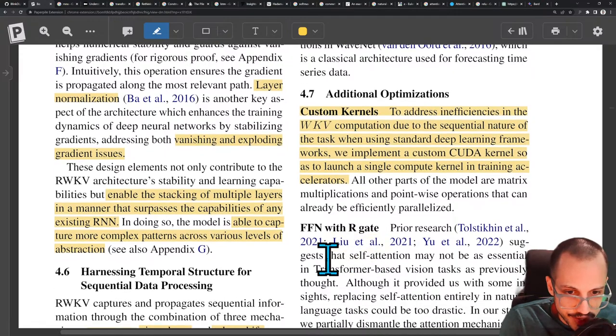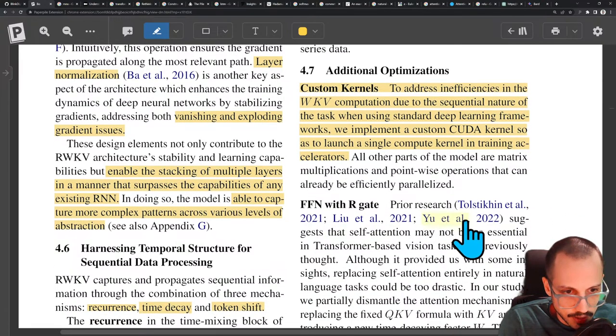Feed forward network with a R gate. Prior research suggests that self-attention may not be as essential in transformer-based vision tasks as previously thought.